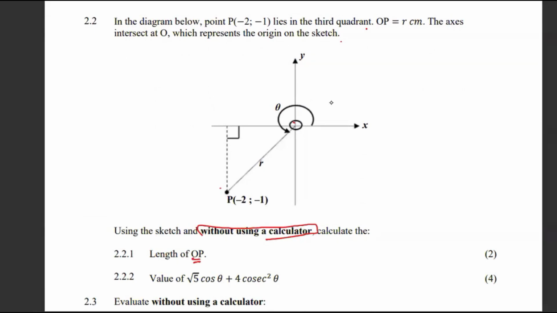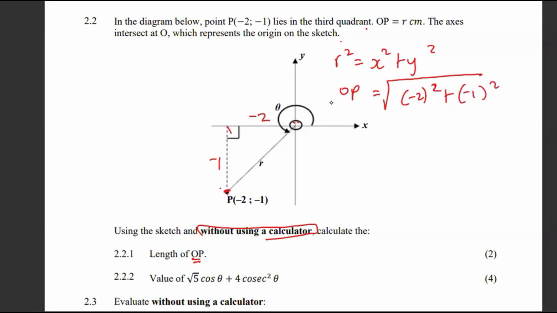They want the length of OP. Now, given the coordinates of P, we know that the X is -2, the Y is -1. This is a right angled triangle. We can find OP using theorem of Pythagoras. So X squared plus Y squared. So this is OP, must be the square root. Our X is -2 squared plus our Y, which is a -1 squared. We punch this into the calculator. We're going to get root what?